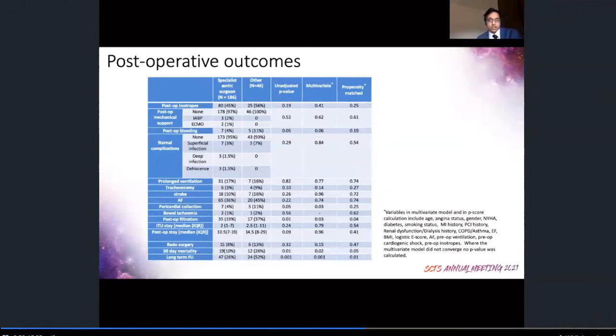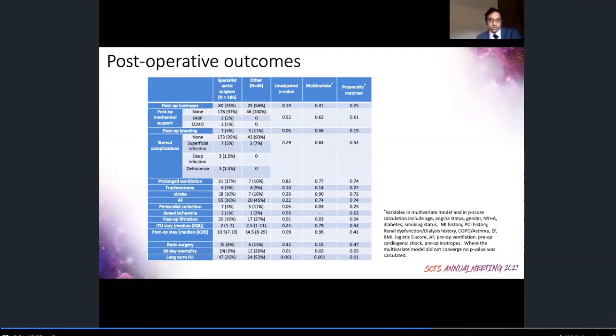Post-operative outcomes. The specialist aortic surgical group had significantly less post-operative bleeding. The requirement for renal filtration post-operatively was significantly less in the specialist aortic group, and this remains statistically significant even after propensity matching. Post-operative hospital length of stay was similar between both groups. Post-operative rates of stroke, AF, and ICU length of stay were comparable between both groups.